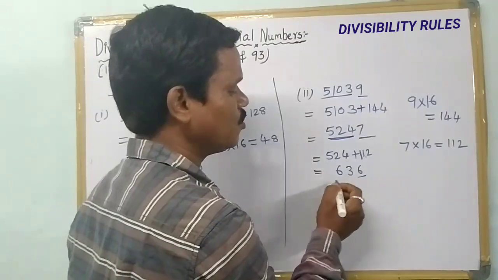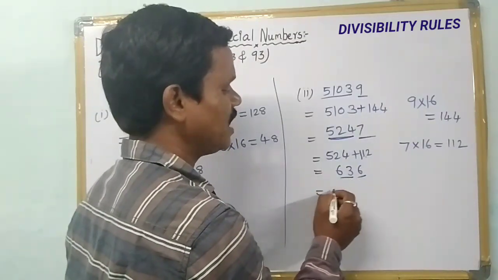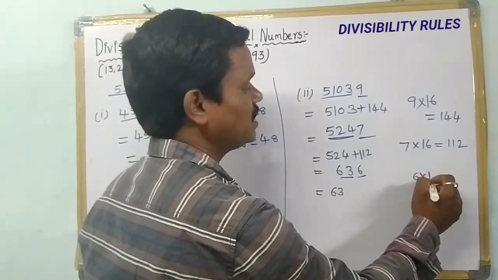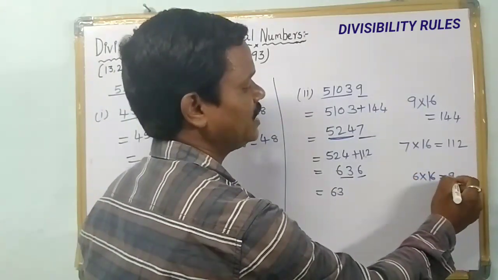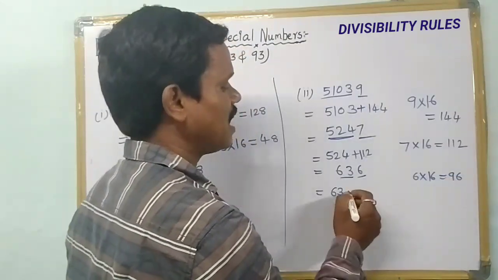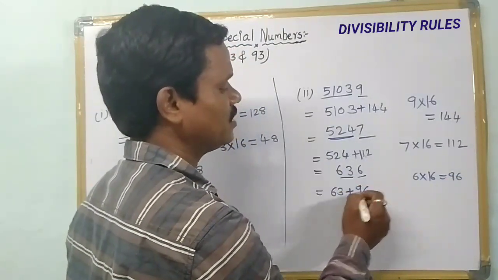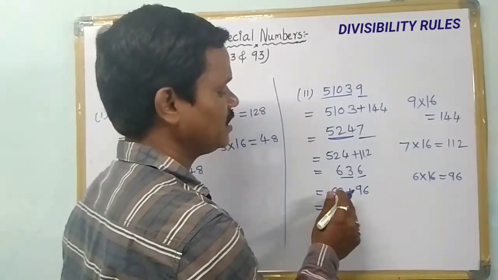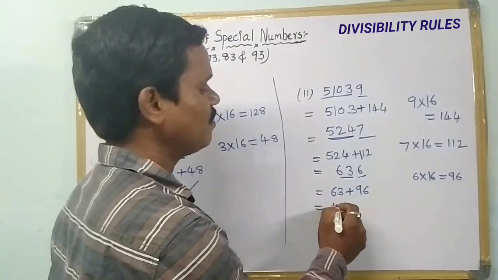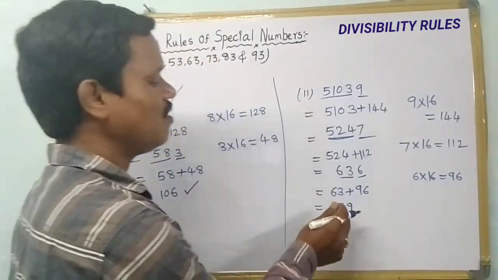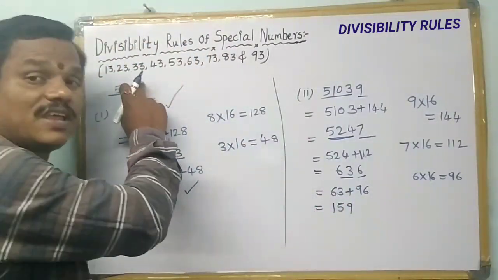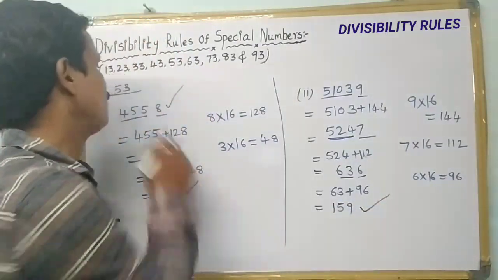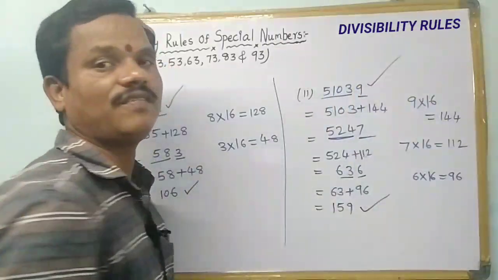Now again divide it into two parts: first part, second part. Write the second part 63 as it is. Multiply the first part number by 16. 16 sixes are 96. Add 96 to the second part: 96 plus 63 is 159. Now check whether 159 is a multiple of 53. 53 threes are 159. This is divisible by 53. So this number is also divisible by 53.